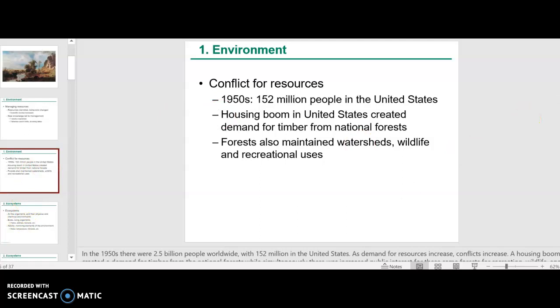This just gives you a little bit of history about how we have evolved in the environment. In the 1950s, there were 152 million people in the United States, and this is when housing boomed. We cut down a lot of forests in the United States and built a lot of subdivisions. So we started that whole idea of suburbia.